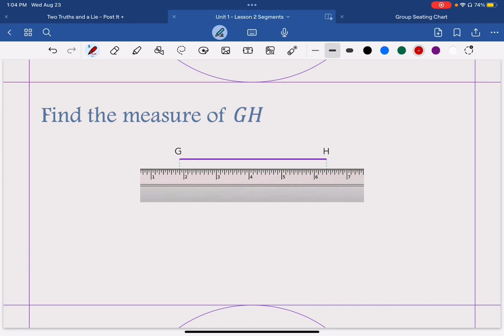On your own, find the measure of GH. I will be looking for this in your notes to complete on your own. And we will do this in class together to show you how to make sure that you have the correct answer to this. Okay?